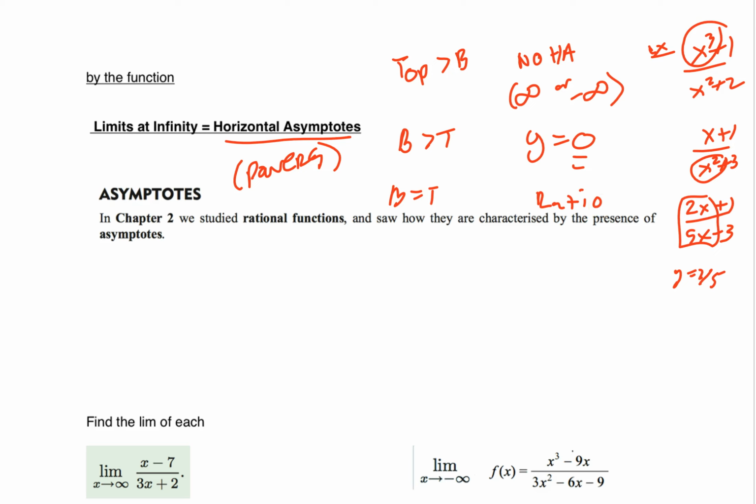All we're going to look at is the powers if we have a function. So if you have a top power bigger than a bottom power, it's going to be infinity or negative infinity. If you have bottom bigger than top, it's going to be 0. And if you have the same, then it's going to be the ratio. So let's do a few examples and then we're done.